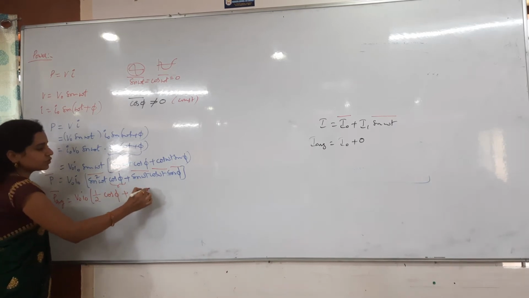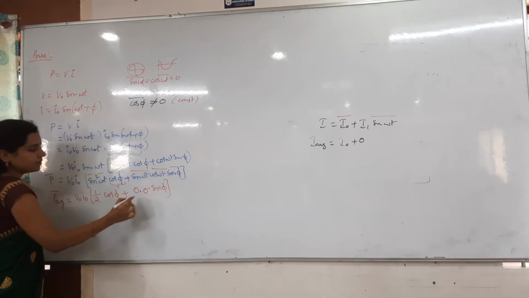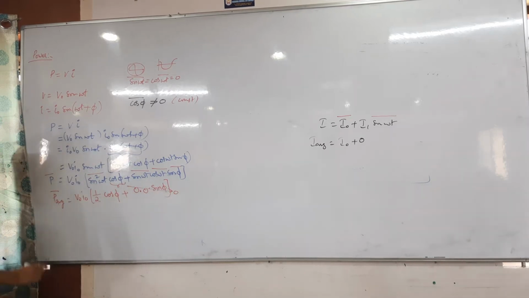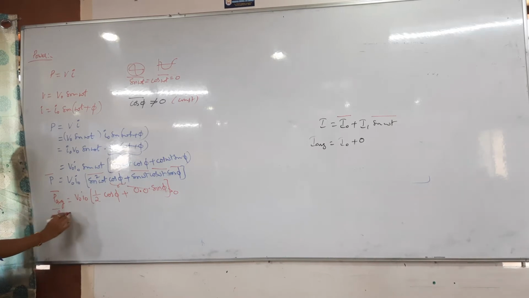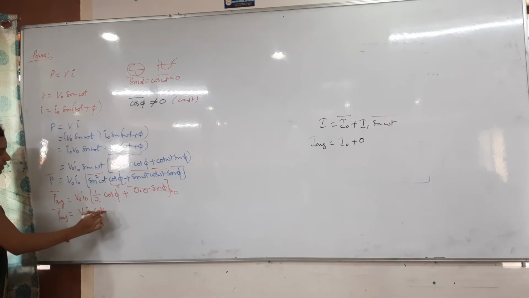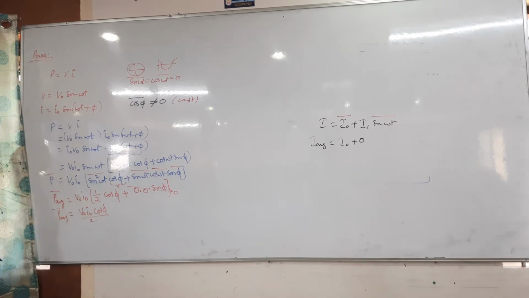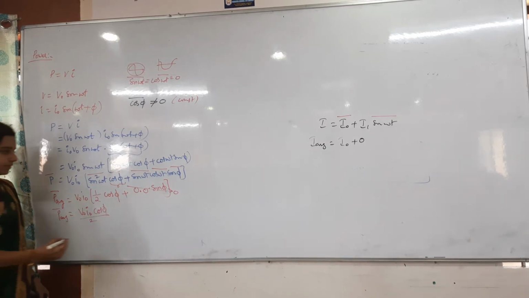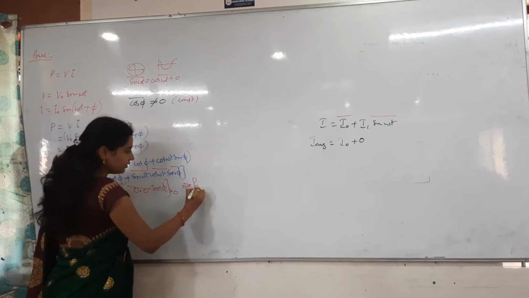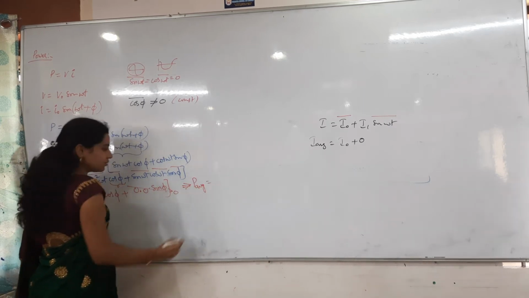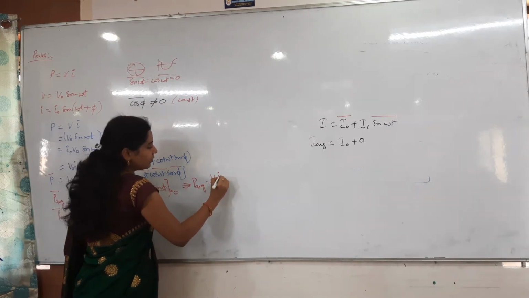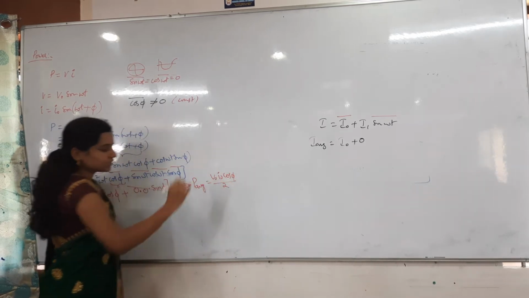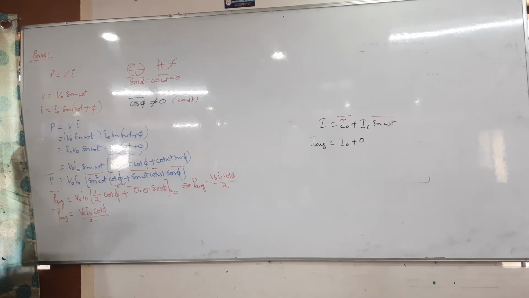Here I have taken cos phi as it is, plus this value is 0, this value also 0, then this is sin phi, which entirely becomes 0. Then P average is equal to V naught I naught into cos phi divided by 2. That is the formula of P average. For the backside people writing again, P average is equal to V naught I naught cos phi divided by 2. That is the answer we got. Clear? That is the P average we got.